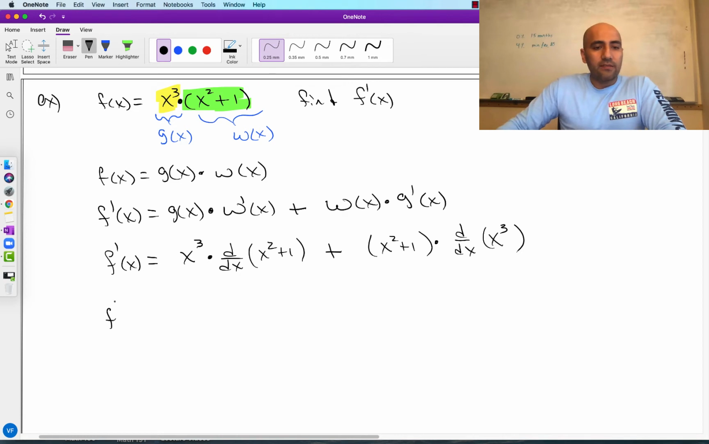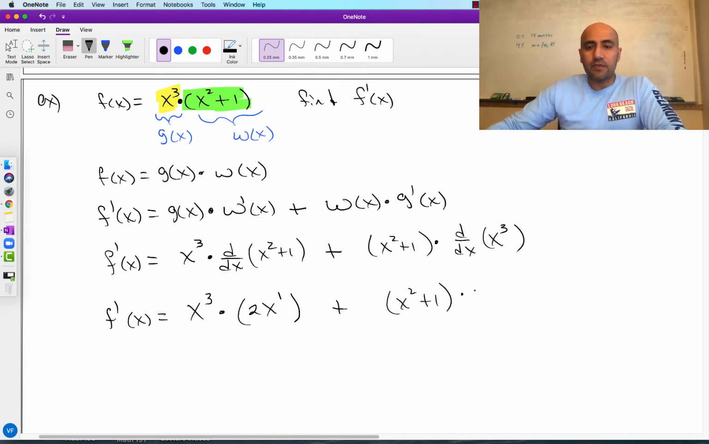Now we set it up, and now we can take the derivatives. So this is going to be x cubed times, and now taking this derivative, we know that that's going to be equal to 2x to the power of 1, and then there's a 0 there, plus, now we leave this one alone, x squared plus 1, and then the derivative of this is going to be equal to 3x squared. Good. So we're basically done with the derivative at this point. It's just a matter of simplifying, combining like terms.